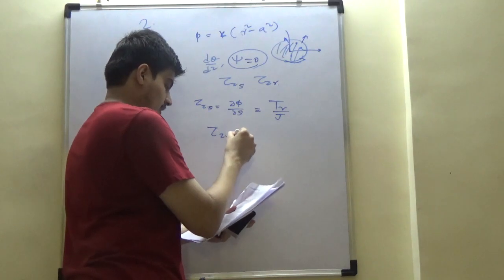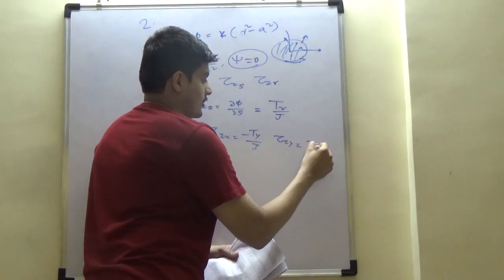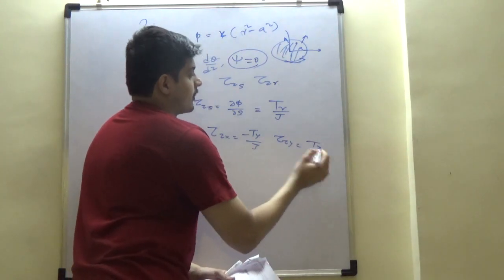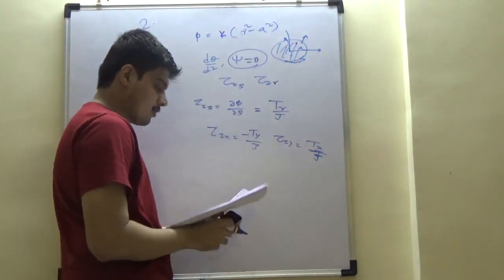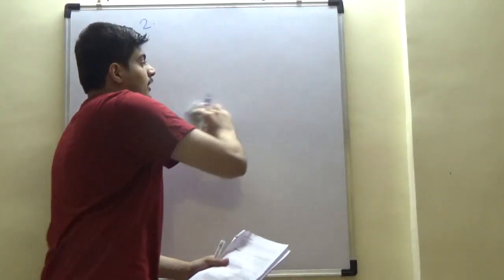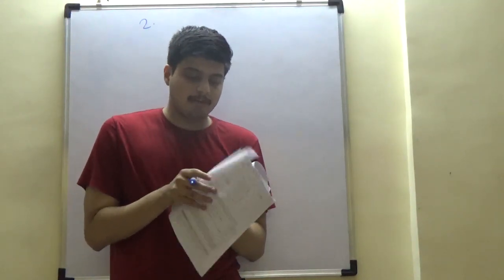Tau zx is minus Ty by J. Tau zy is Tx upon J. This is also clear because the factor of 2 will cancel. This is going to be substituted as x square plus y square, right? So we have solved this problem. But the important outcome of this is that it is a symmetric function. Circular sections have 0 warping, which is some very beautiful outcome.